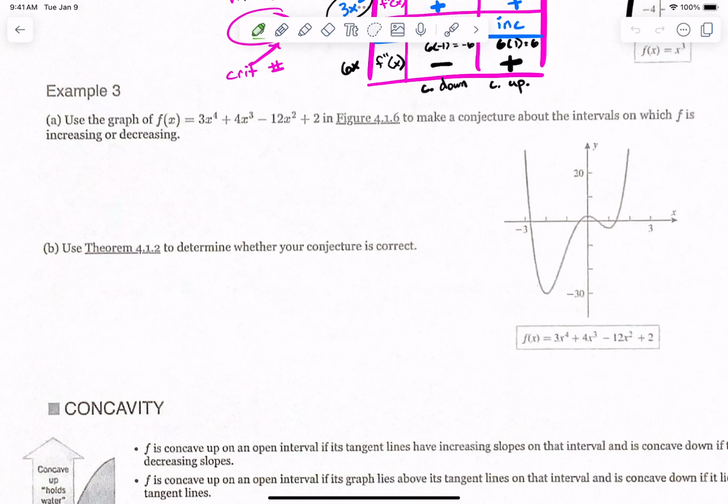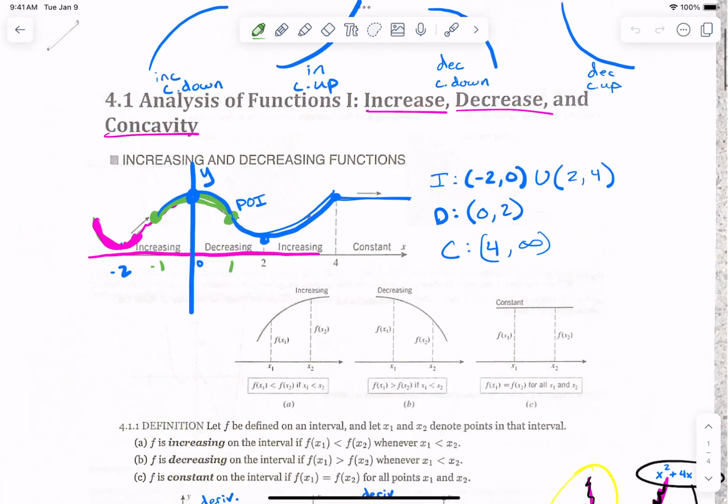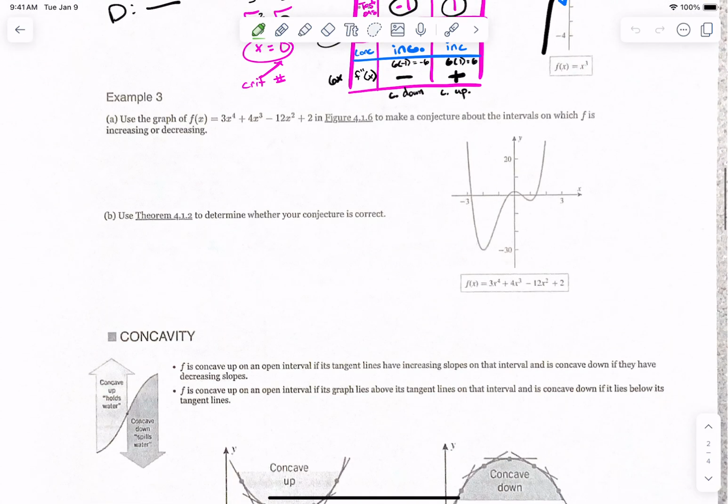All right, hey Haley, this is example 3. We are on section 4-1, increasing, decreasing, constant functions, that stuff.